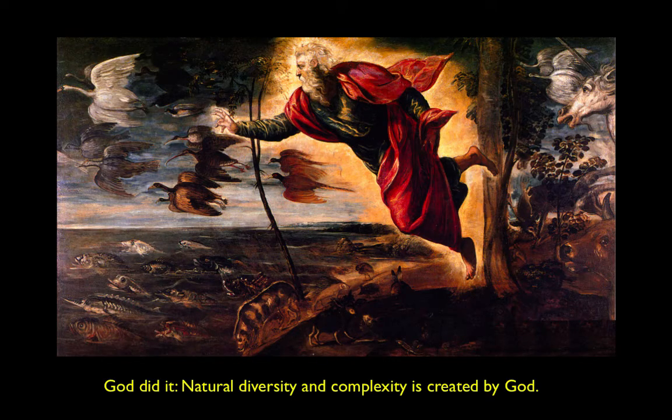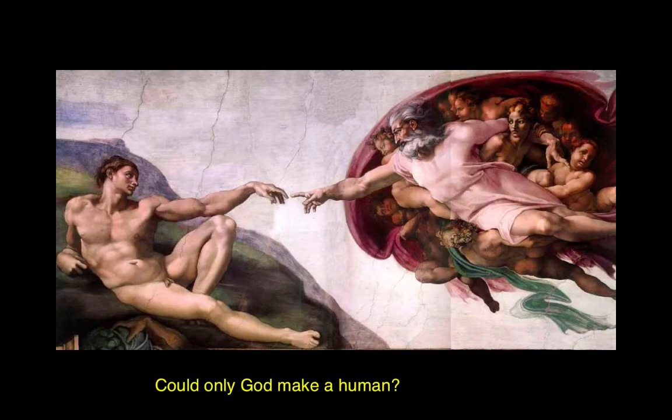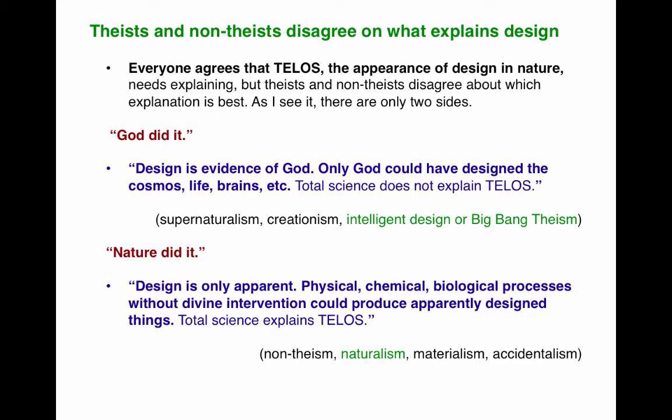Let's review. There are two rival theories. God did it, that is, natural diversity and complexity is created by God. Or nature did it, amazing diversity and complexity is produced by nature. These theories, for instance, divide over the following question: could only God make a human? God did it theories say yes. Nature did it theories say no. Theists and non-theists disagree on what explains design.